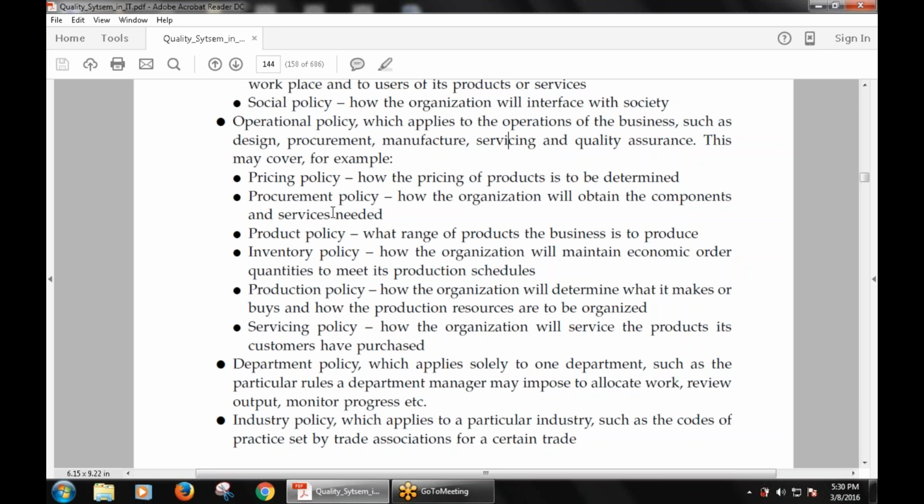Then there are department policies that apply to one department, such as the particular rules a department manager may impose to allocate the work, review the output, and monitor the progress.